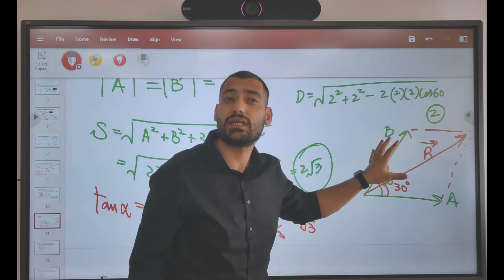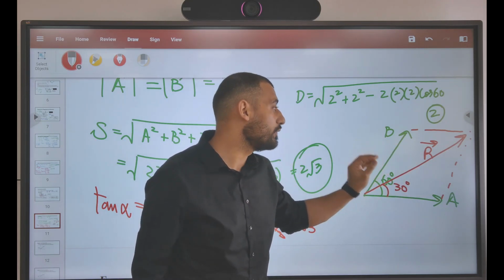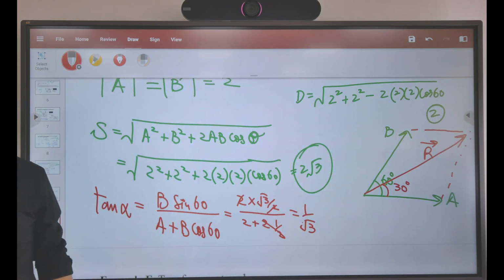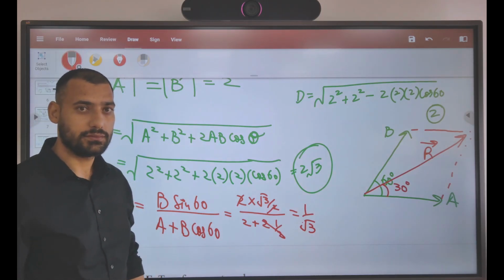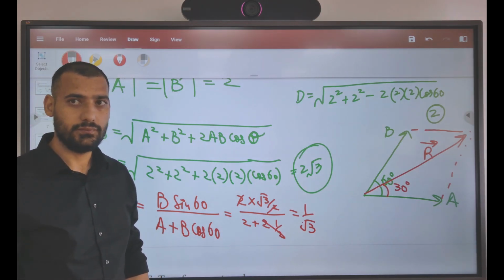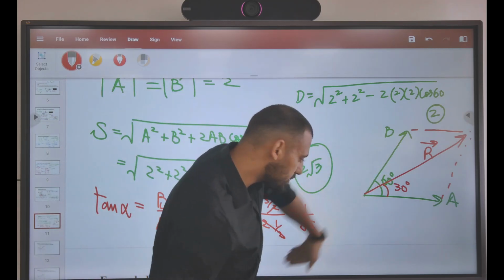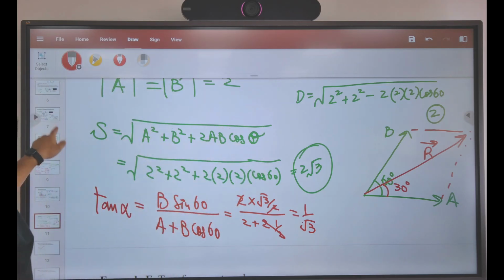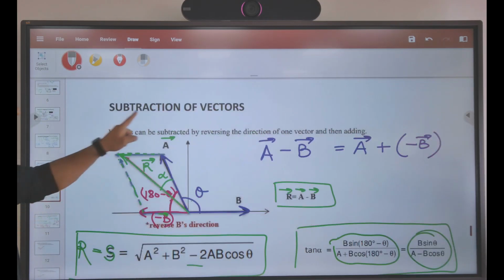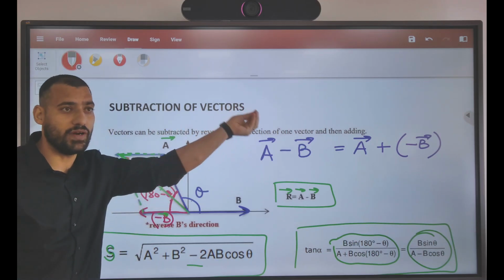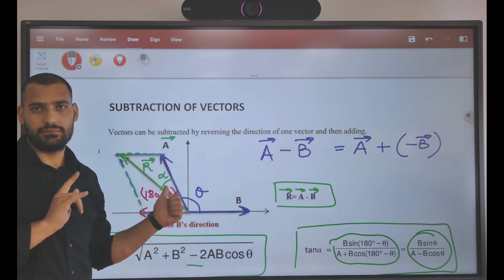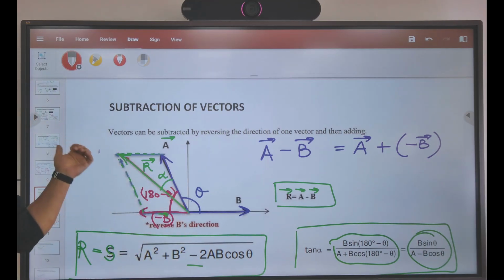Can you show me the direction of their difference? Opposite means? That means here, somewhere here? No, try to understand the definition. What did I say about difference? Whenever you have to find the difference, first you have to draw the negative of B, and then find the result, isn't it?